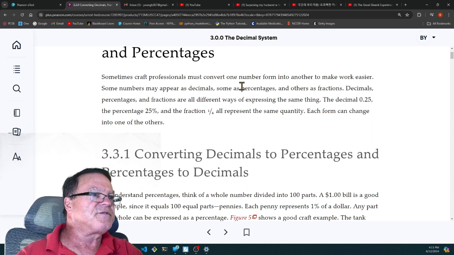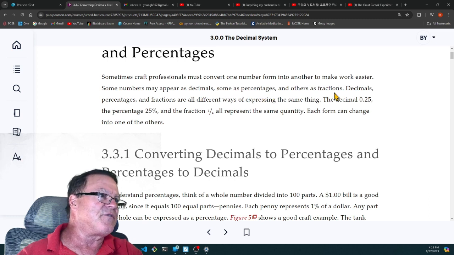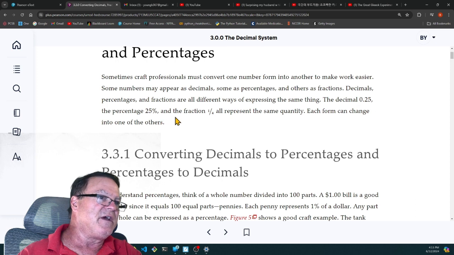Sometimes craft professionals must convert one number form into another to make work easier. Some numbers may appear as decimals, some as percentages, and others as fractions. Decimals, percentages, and fractions are all different ways of expressing the same thing. The decimal 0.25, the percentage 25%, and the fraction 1/4 all represent the same quantity. Each form can change into one of the others.